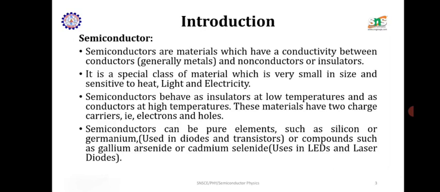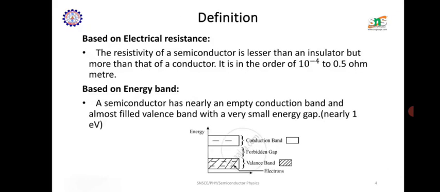These materials have two charge carriers, electrons and holes. Semiconductors can be pure elements such as silicon or germanium, which are used in diodes and transistors, or in compound form, a combination of two or more elements like gallium arsenide or cadmium selenide, which can be used in LEDs and laser diodes.